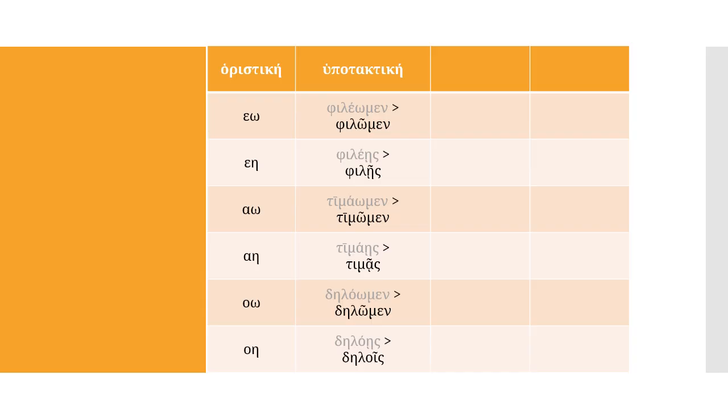In the case of the omicron, deloomen becomes delomen. Again, omega wins. And the omicron plus the eta, generally speaking, because the eta involves a subscript iota, becomes a diphthong: deloeis, deloi. And the same principles play out across all the forms, and here I've just given you example forms. And again, it does mean that some forms overlap with their indicative counterparts.